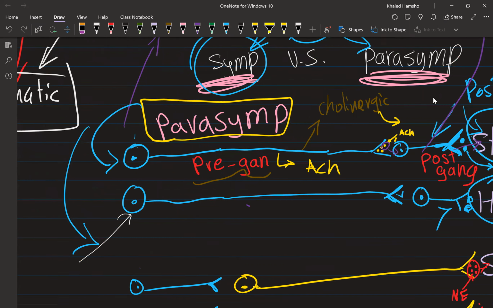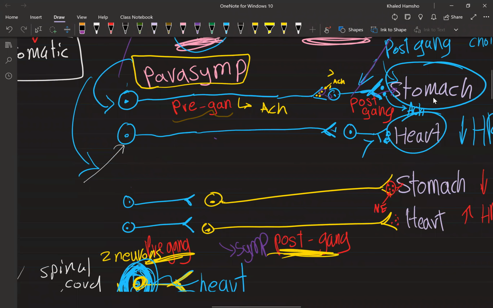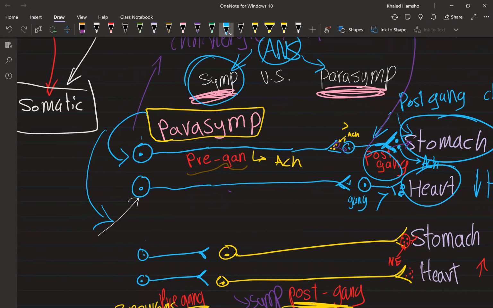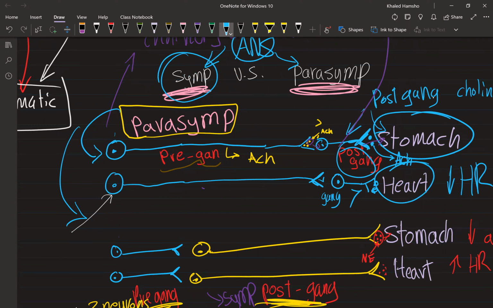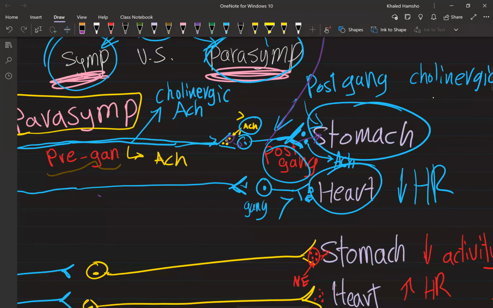All right, again, let's discuss the differences here. In the parasympathetic, we have two sets of neurons. One reaches the ganglion, this is the ganglion, and one leaves the ganglion, and this is the postganglionic neuron. In the parasympathetic, you just have to memorize this. This neuron is cholinergic, meaning it releases acetylcholine. Once the signal travels all the way down the neuron, it'll release acetylcholine. The second neuron in the parasympathetic also releases acetylcholine. It's a cholinergic neuron.